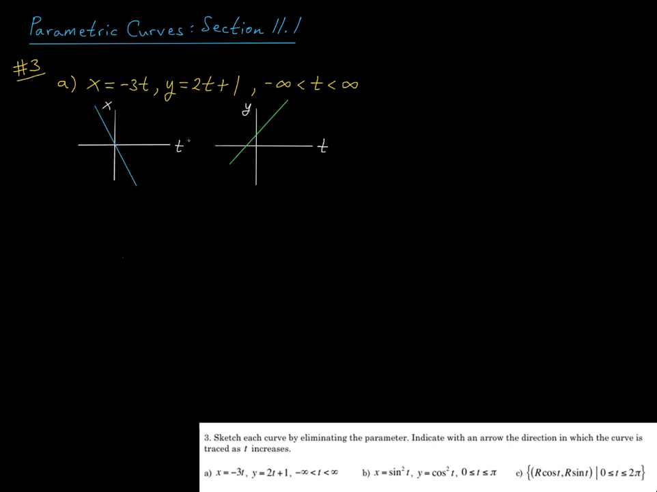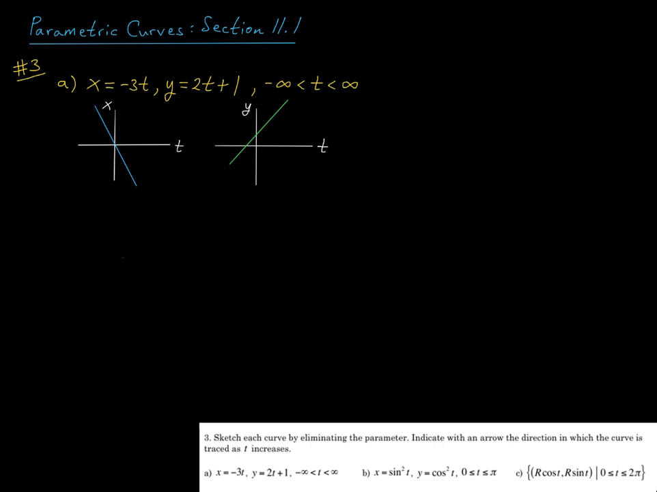So here I first want to just point out that both x and y are linear functions of t. And for x, we're looking at a line through the origin with slope negative 3. And for y, we have a line with y-intercept 0, 1 and a slope of 2.